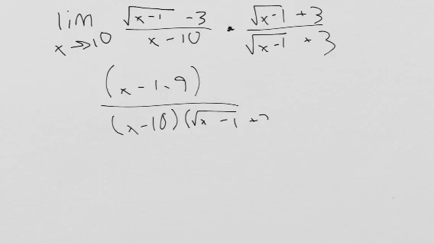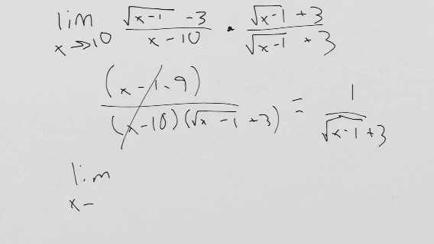Now these are going to cancel if you simplify that top, and what you're going to be left with is 1 over the root of x minus 1 plus 3. So then if you take the limit of that, as x is still going to 10, of 1 over the root of x minus 1 plus 3, you're going to be left with 1 over 6.